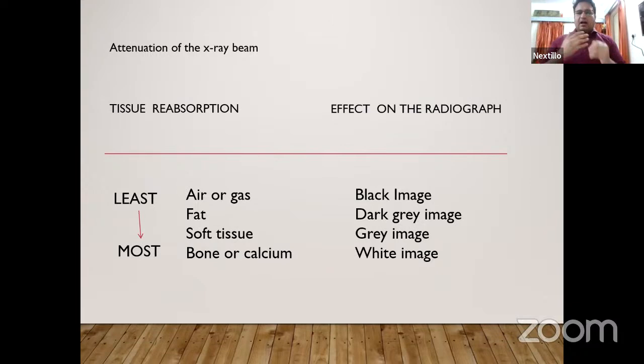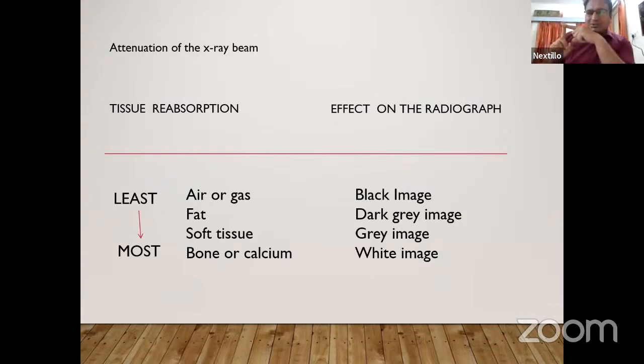For example, this is my hand, and X-ray is going through it. What is out here? There is air. When X-ray passes through the air, as the density of air is very low, the maximum amount of X-ray goes to the film. When more X-ray reaches the film, it will be more black. Remember this: more X-ray reaching the film, more black. Less X-ray reaching the film, it will be white. Remember that.